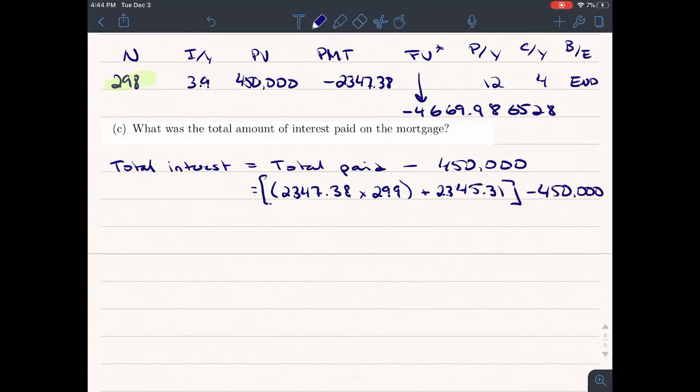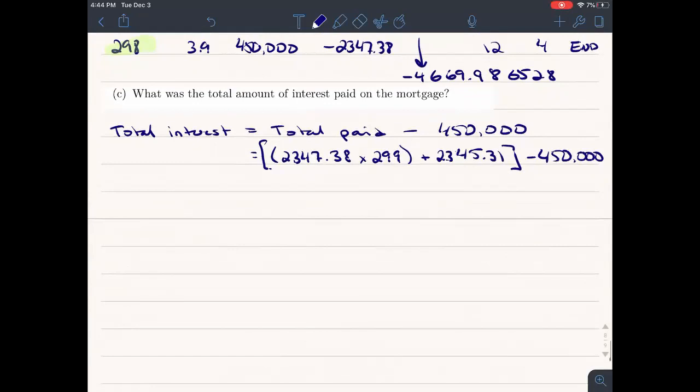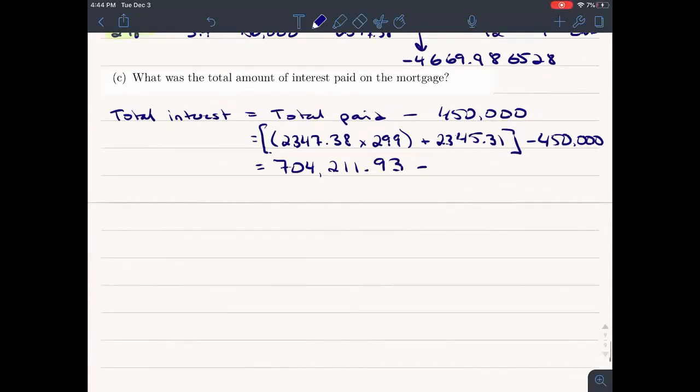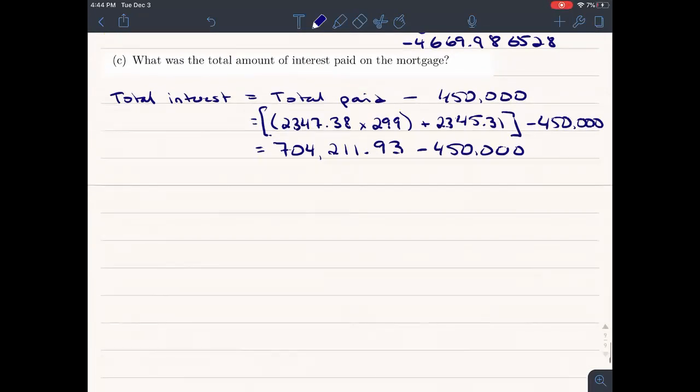So I get 2347.38 times 299 plus 2,345.31. I paid $704,211.93, but I only borrowed 450,000, so minus 450,000. So the total interest paid is 254,211.93.